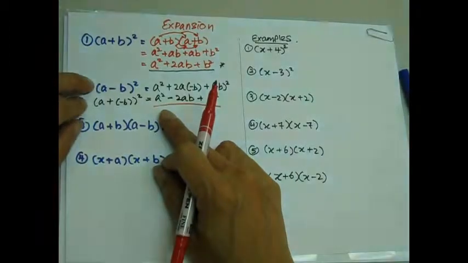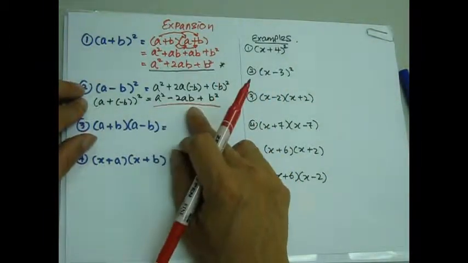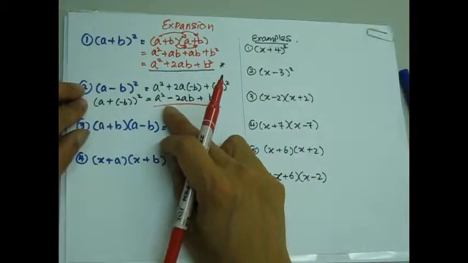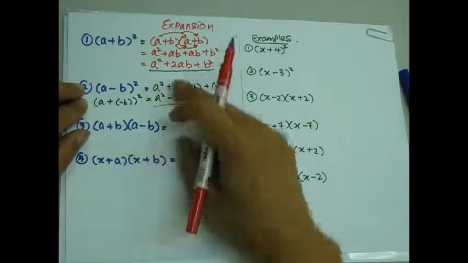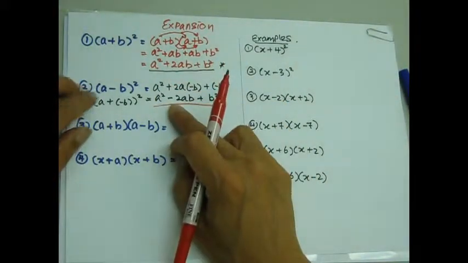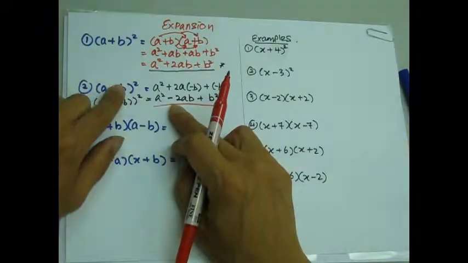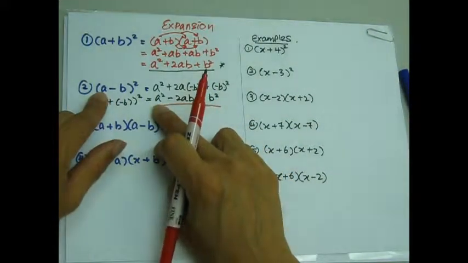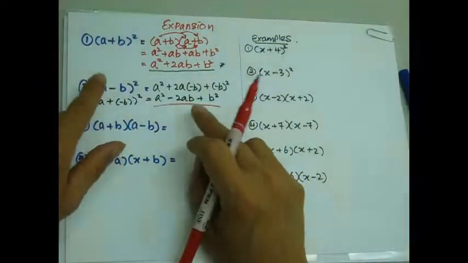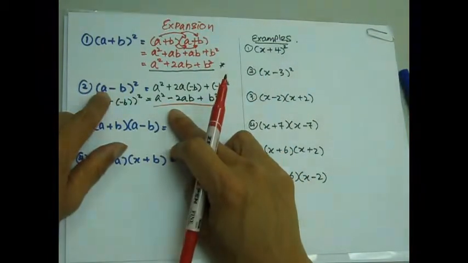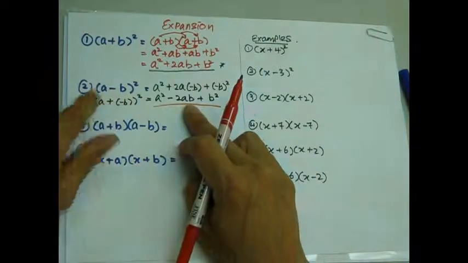That is very similar. The only difference is that in the middle term, the sign is different. Here is plus, here is minus. So if you have (a - b) squared, you get first term squared, second term squared, and then minus twice the product of a and b.